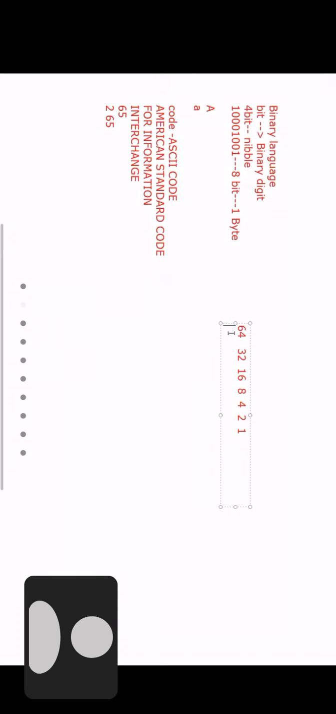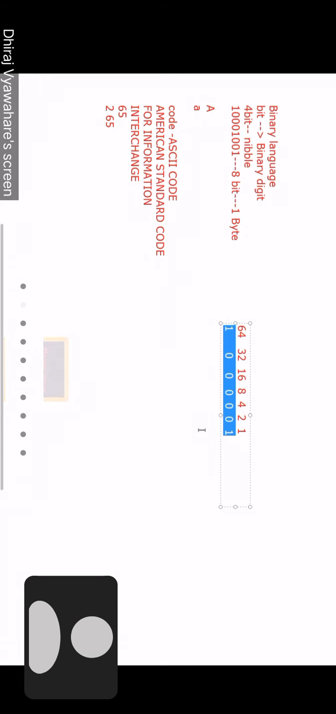Suppose I am saying that it is 64. Below it, suppose I write 1, and below that I write 32 0, here under 16 write 0, here under 8 write 0, under 4 write 0, under 2 write 0. 64 plus 1. Believe that the code will be 1000001.